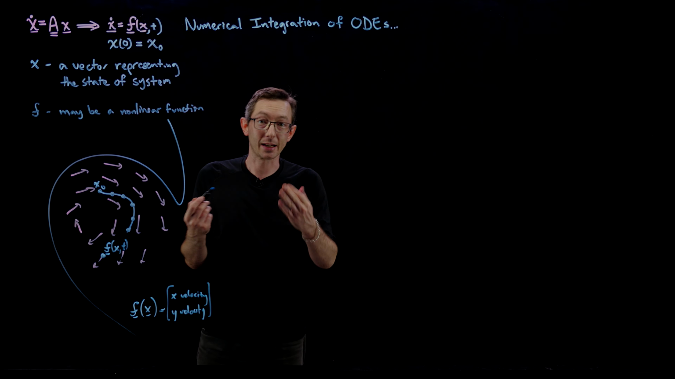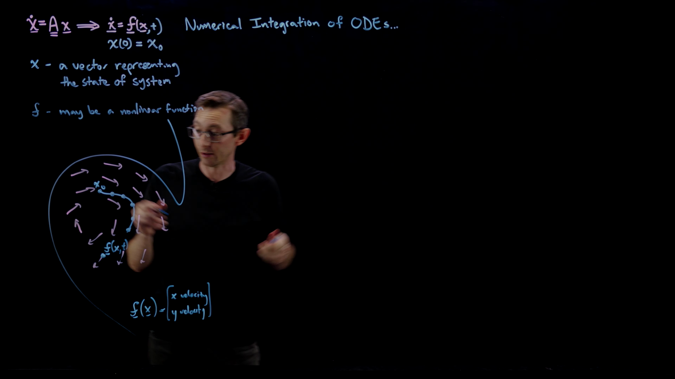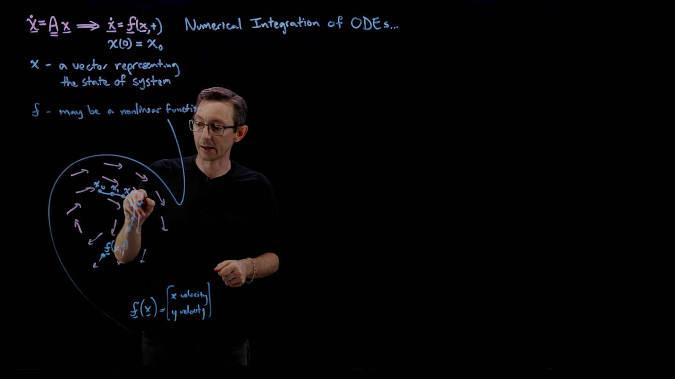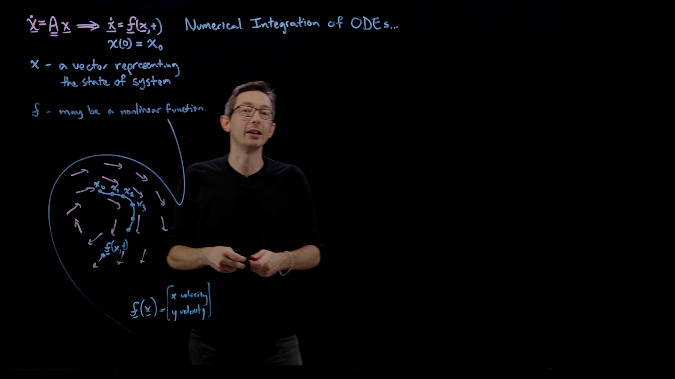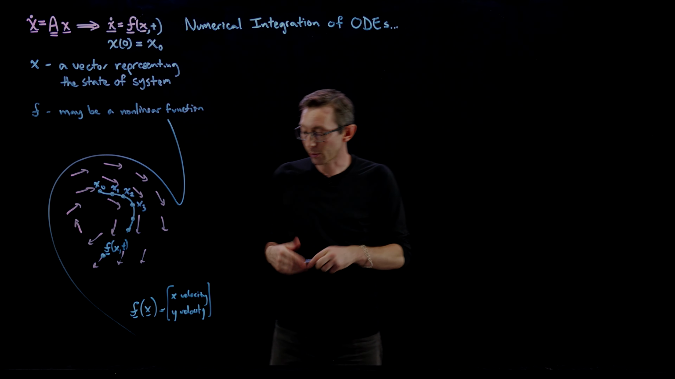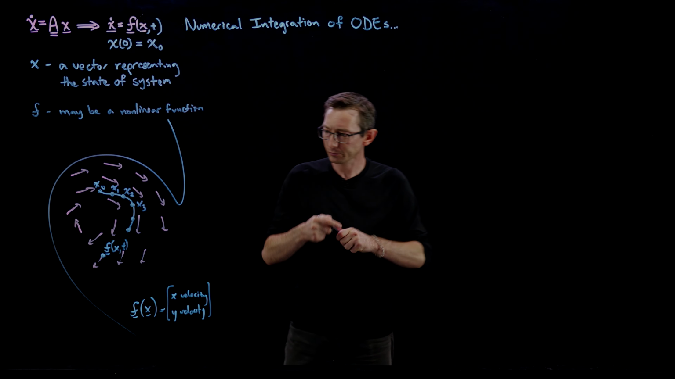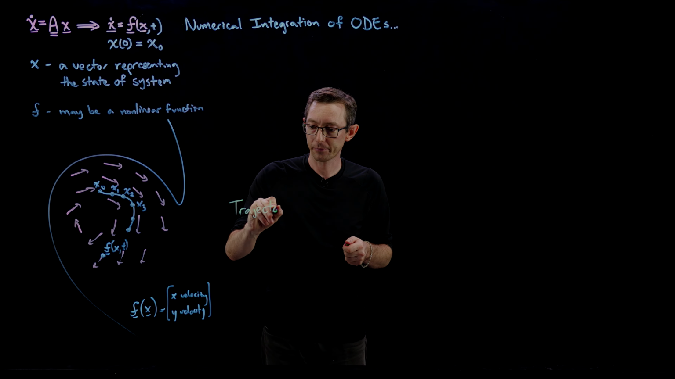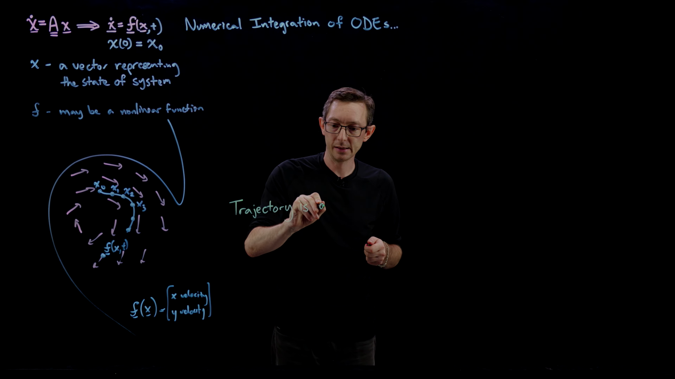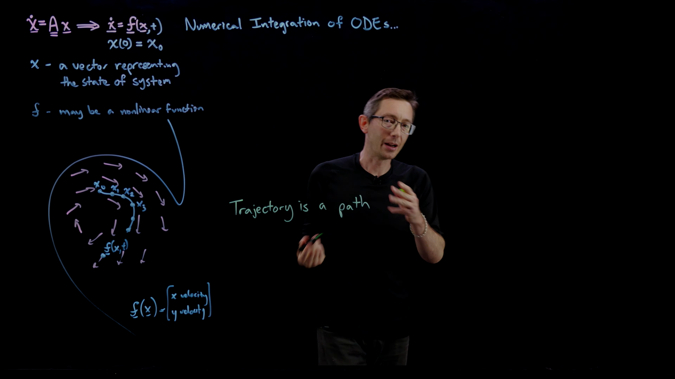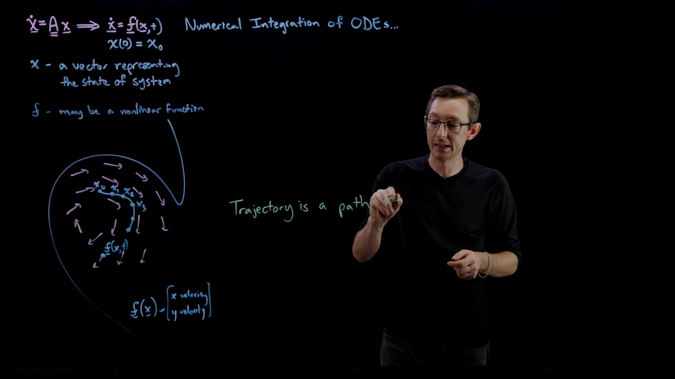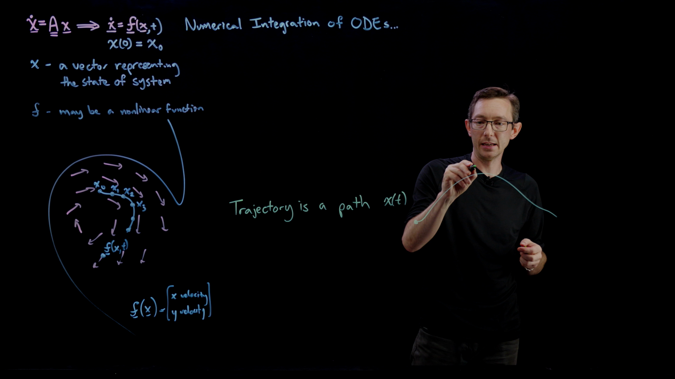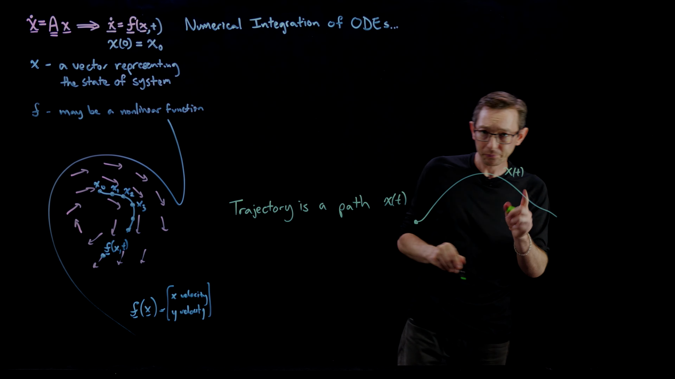So if I know x naught, can I predict what it'll be one time step in the future? Can I predict what x at time 1 will be? Can I predict what x at time 2 and x at time 3, and so on and so forth? Can I predict a trajectory? So that's what we call a trajectory. I'm just going to write this down. So we say, a trajectory is a path. And I'm really going to say it's some path x of t. So this is x of t.